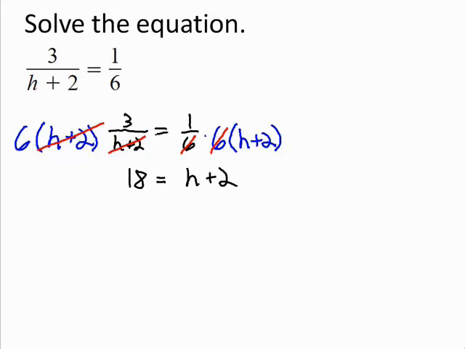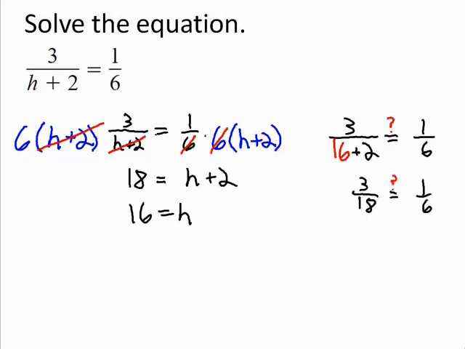You are left with 18 equals h plus 2. Subtract 2 from each side. 16 equals h. To test whether or not this is a solution, substitute 16 into the original equation for h. You are testing if 3 divided by 16 plus 2 is equal to 1/6. This simplifies to 3/18 equals 1/6. And 3/18 simplifies to 1/6. 1/6 is equal to 1/6, so h equals 16 is a solution.